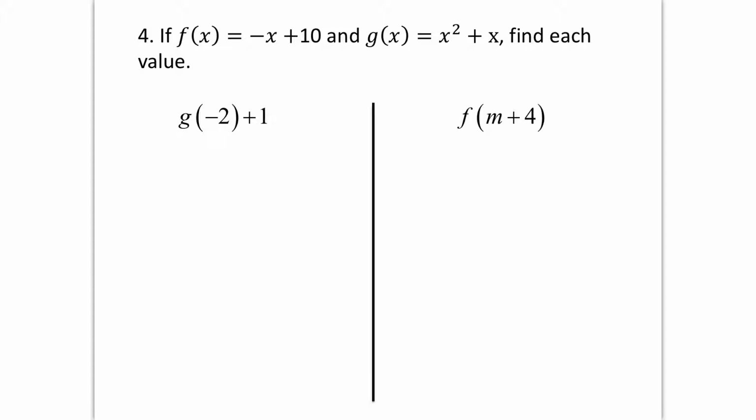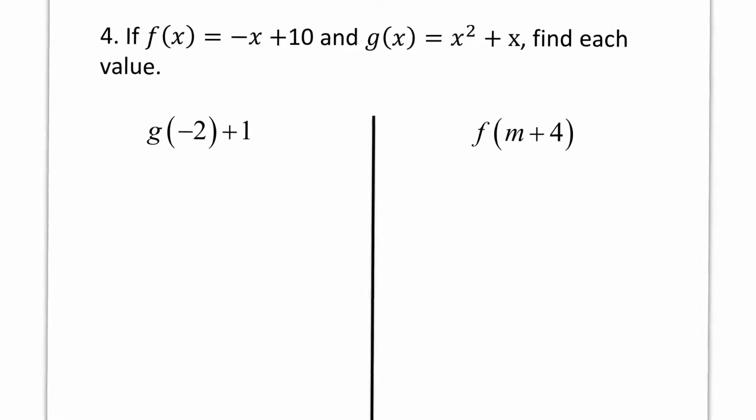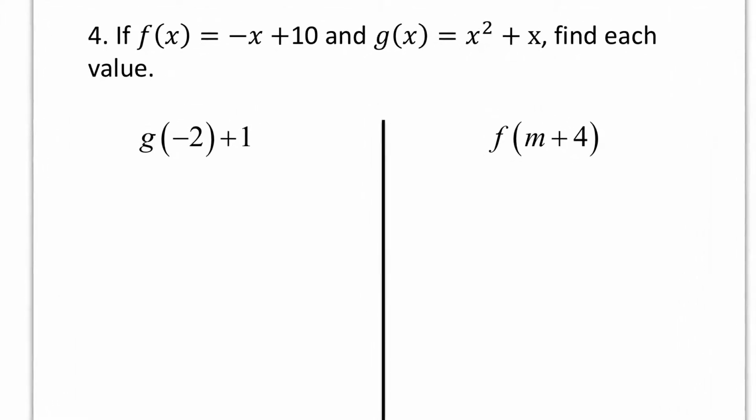You do have different functions, f of x and g of x again. Now the functions are different in this example. Let's just understand what they are. F of x is -x plus 10, and g of x is x squared plus x. So notice this function has two x's, an x squared plus an x. Now we want to find the value of g of -2 plus 1.